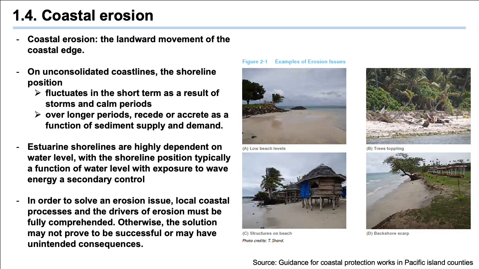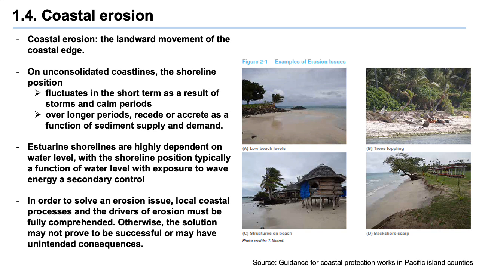Okay, next, I would like to explain coastal erosion. So coastal erosion is the landward movement of the coastal edge. Erosion occurs on all coastal types, including unconsolidated beaches, soft estuary shorelines, and harder cliff coastal lines. The mechanism of coastal erosion and the rate of erosion will vary.